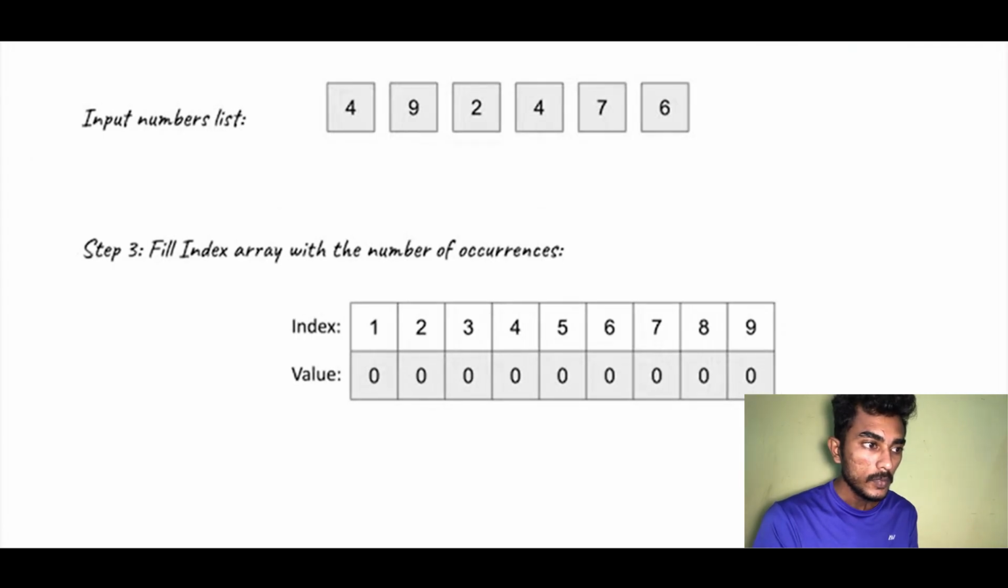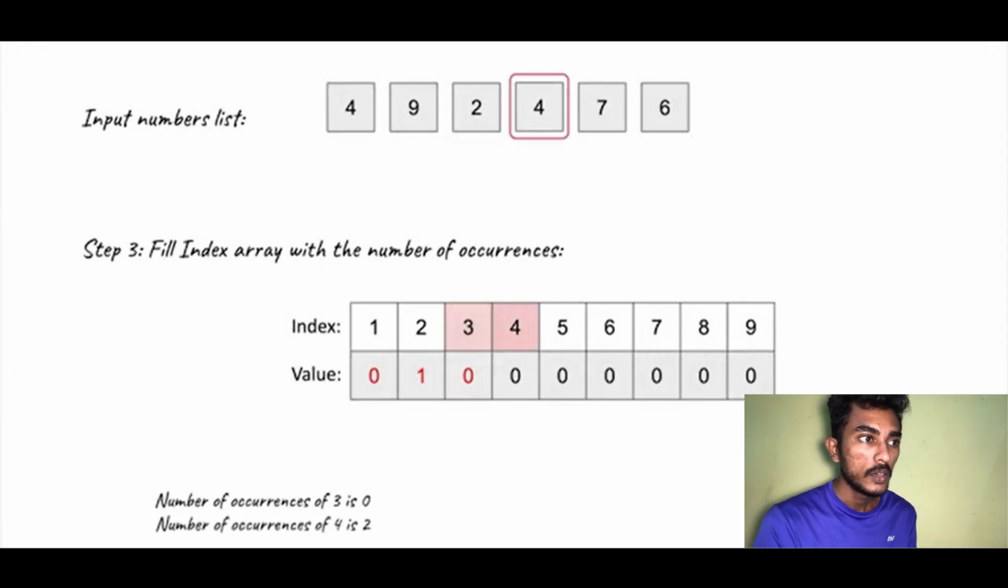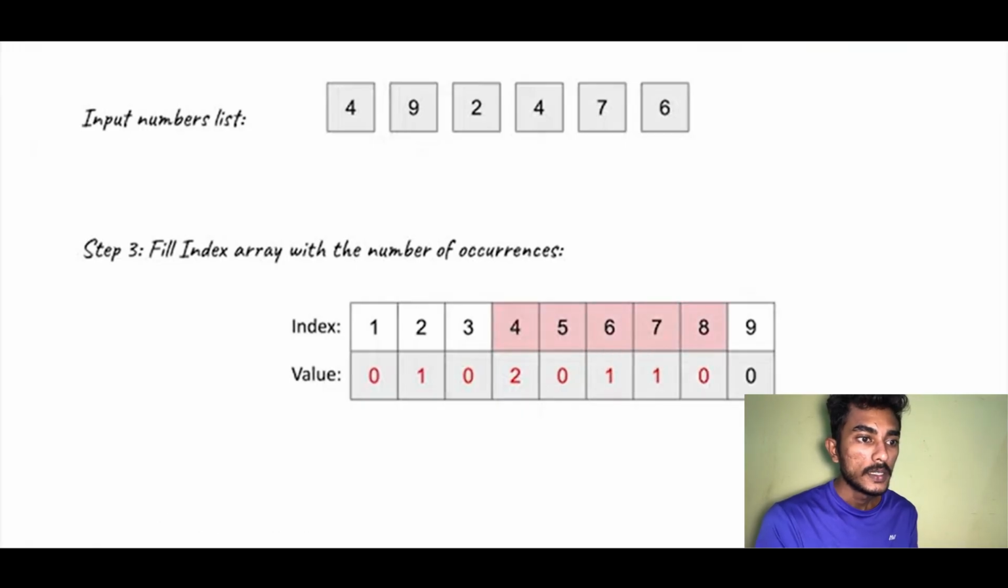So the next step is to fill the index array with the number of occurrences. You can see here our first index is 1, and 1 has a value of 0. Number 2 is 1 because 2 appears once. The 3 is not here, so its value is 0. The 4 appears twice, so the value is 2. Number 5 has no occurrence, and 6, 7, 8 each have 1.